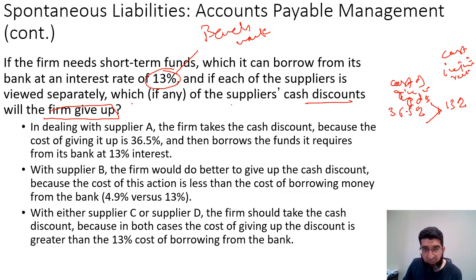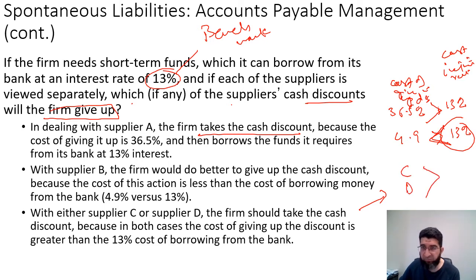The second is, I will take the discount with supplier B, where we have the same case, which is 4.9% versus 13%. So I think it's better that I should go for the bank rather than the cash discount. For suppliers C and D, we have the same case in which the cost of giving up the discount is greater than the 13%, hence I should take the discount.